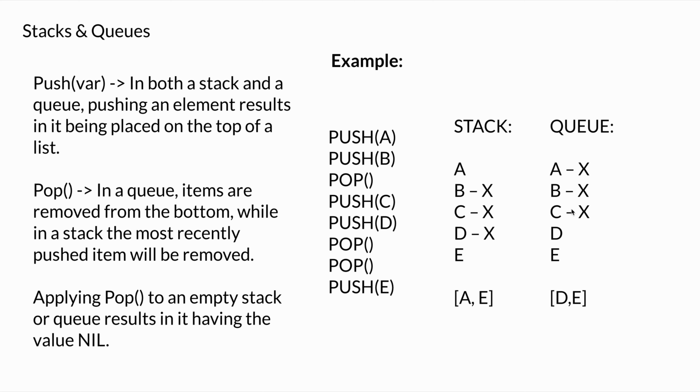Those were at the bottom. Next, we're going to push E to the list. So E gets added to the end. So then our elements left are just D and E.